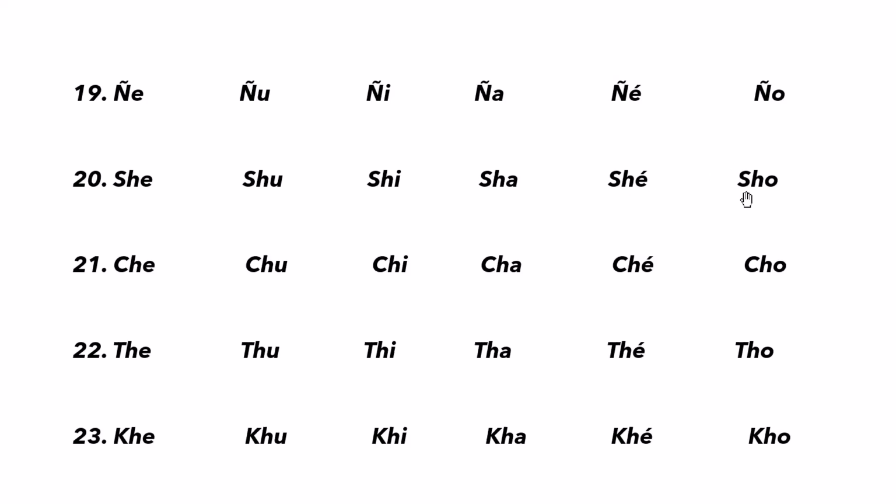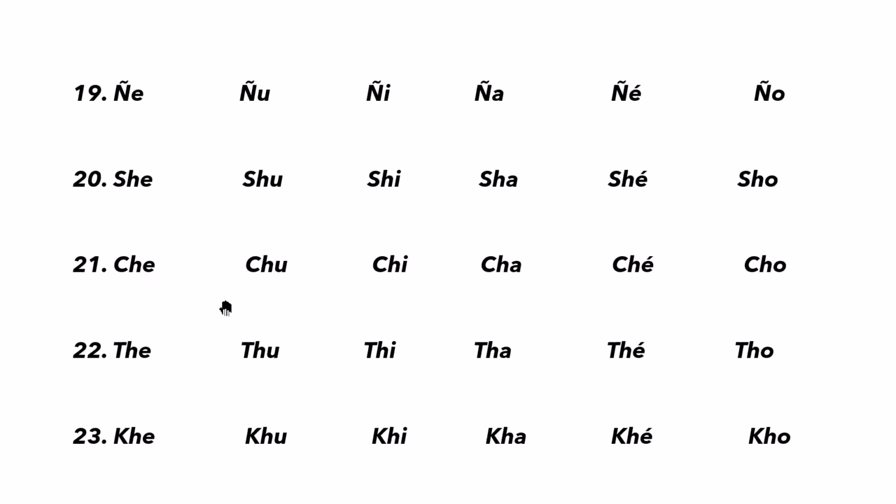For example, how would we say tea? Bring me tea. Shahi. Shahi nasile. So you would use this one to spell it and pronounce it. And we have number 21, which is che, chu, chi, cha, chu, cho.